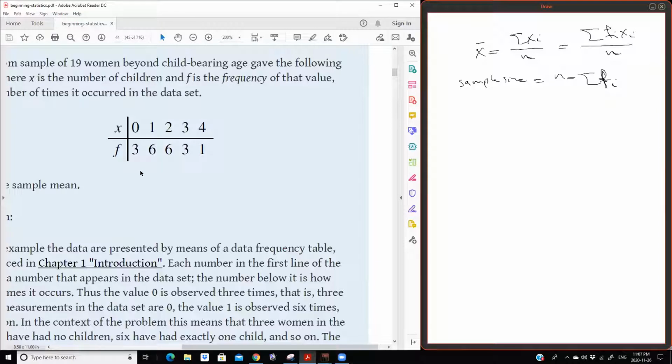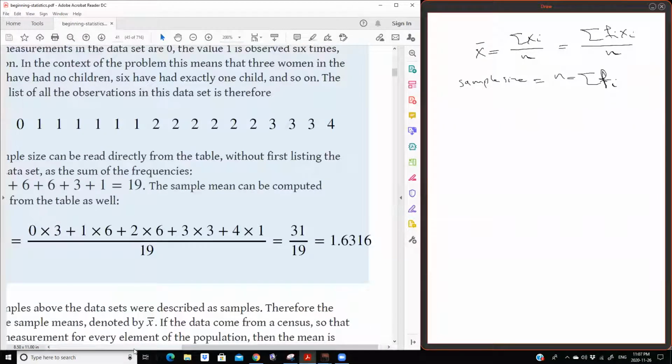If you just add up all the frequencies, you get the sample size. So for this one here, to get the sample size, I just need to add 3 plus 6 plus 6 plus 3 plus 1. If I just add up all these numbers, the frequencies, I get 19, which is also the sample size. Any questions?